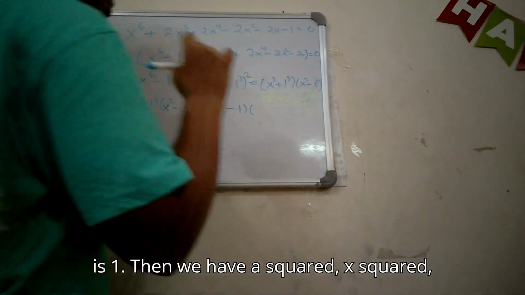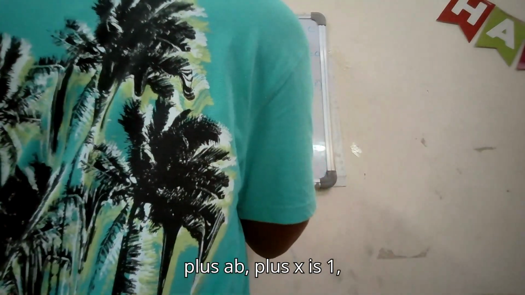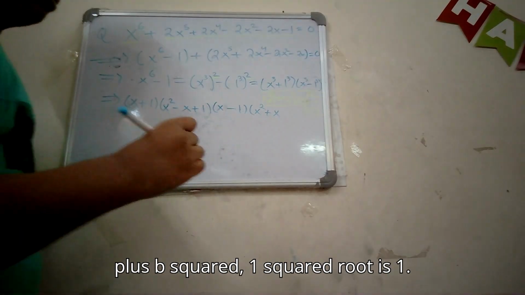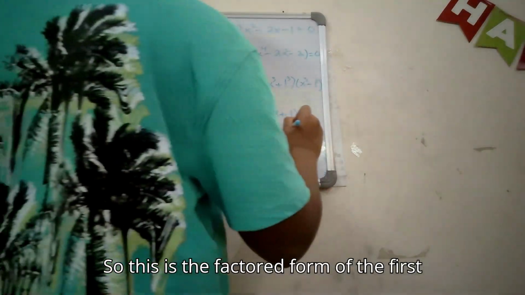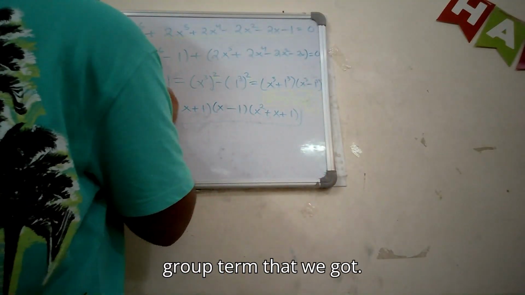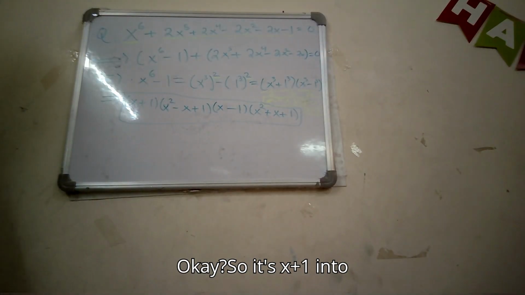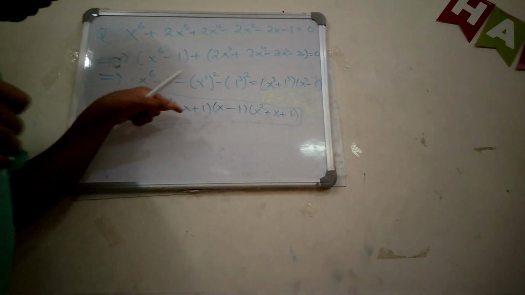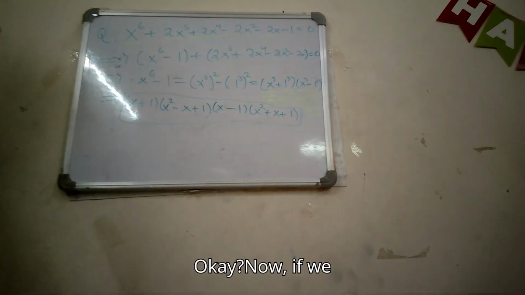And then we have a squared, x squared, plus ab, plus x into 1, plus b squared, 1 squared, which is 1. So this is a factored form of the first group term that we got. Okay? So it's x plus 1 into x squared minus x plus 1 into x minus 1 into x squared plus x plus 1. Okay?